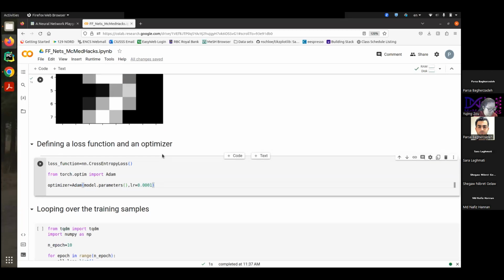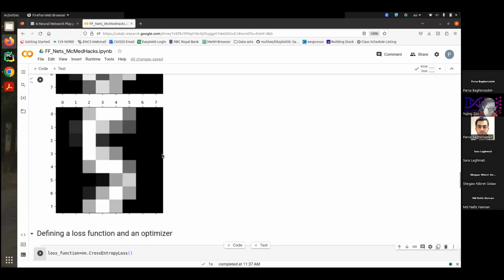But before going over the training, I should mention that the input to a feed-forward network is always a vector. However, an image is a matrix. So how can I use a matrix as an input to a feed-forward net? A common solution, which is a very old-fashioned solution, is to convert this matrix into a vector, to vectorize the matrix.